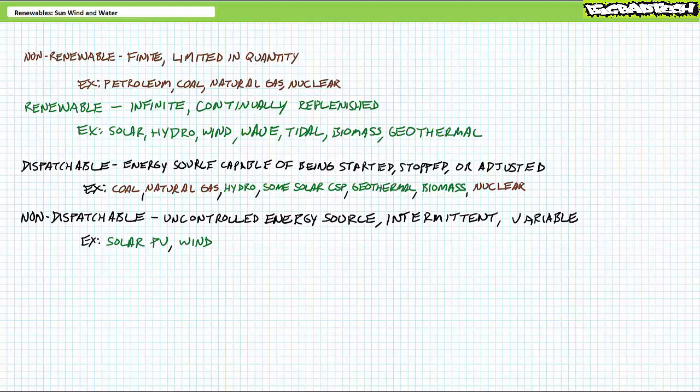Non-dispatchable generation, in contrast, refers to power sources that cannot be started, stopped, or adjusted at will due to factors that cannot be controlled. Non-dispatchable resources tend to be intermittent, which means they're not continuously available and can disappear as suddenly as they appear, and variable, which means their intensity isn't constant and can spike up or down due to factors out of our control. Examples of non-dispatchable generation include solar and wind, both of which are highly dependent upon the weather.